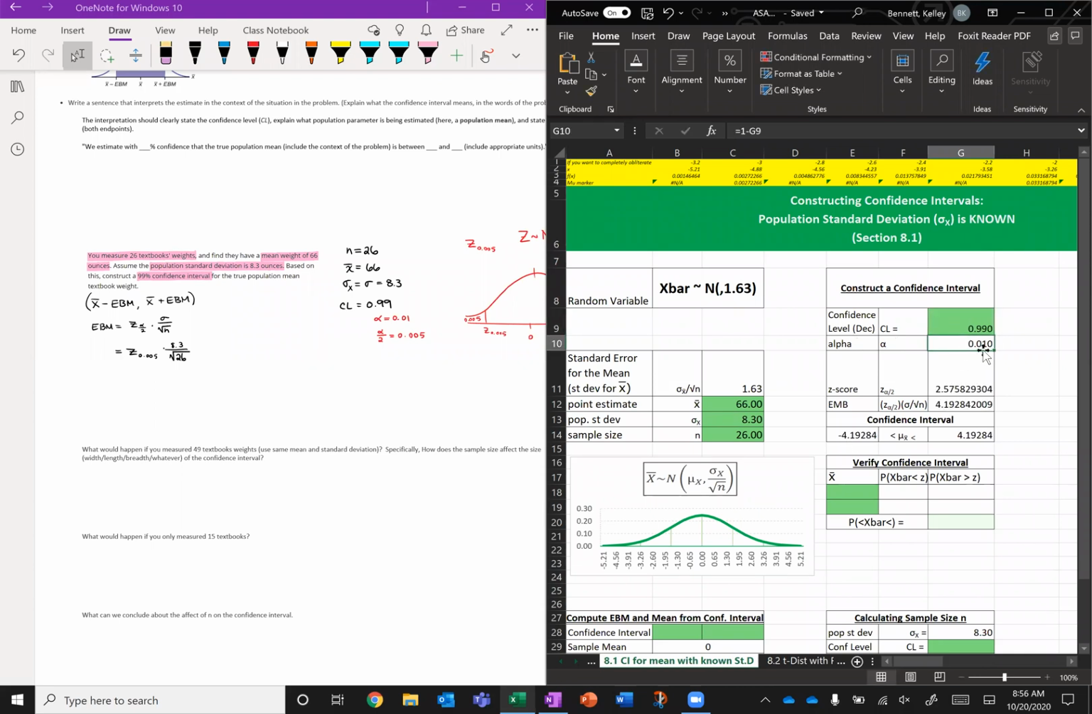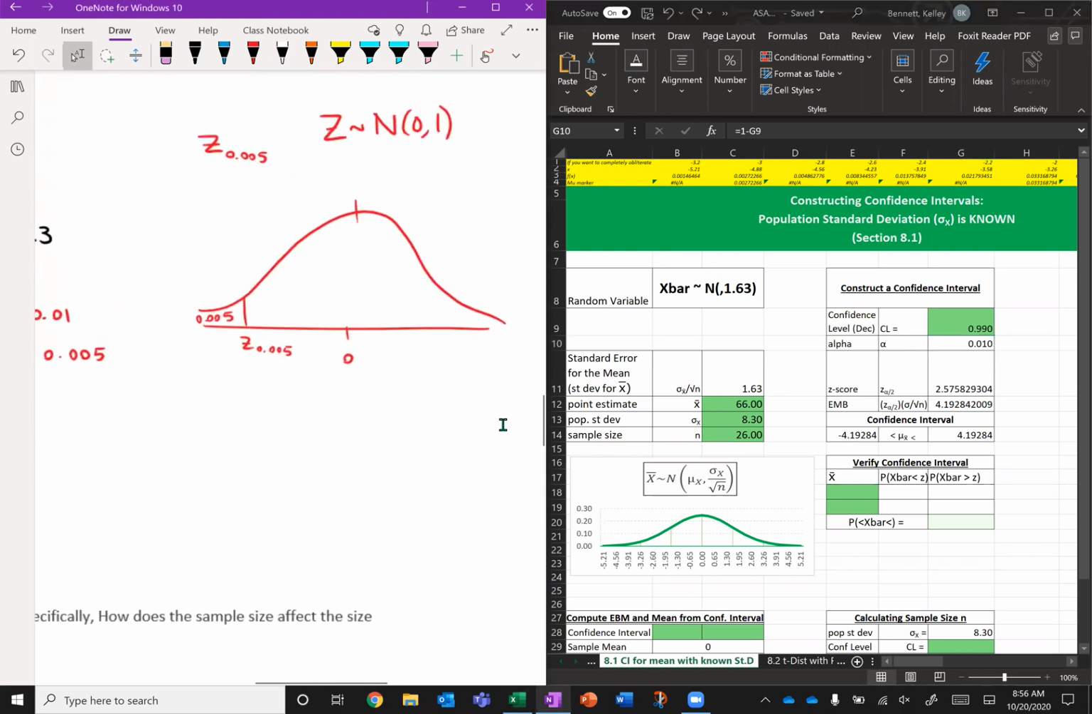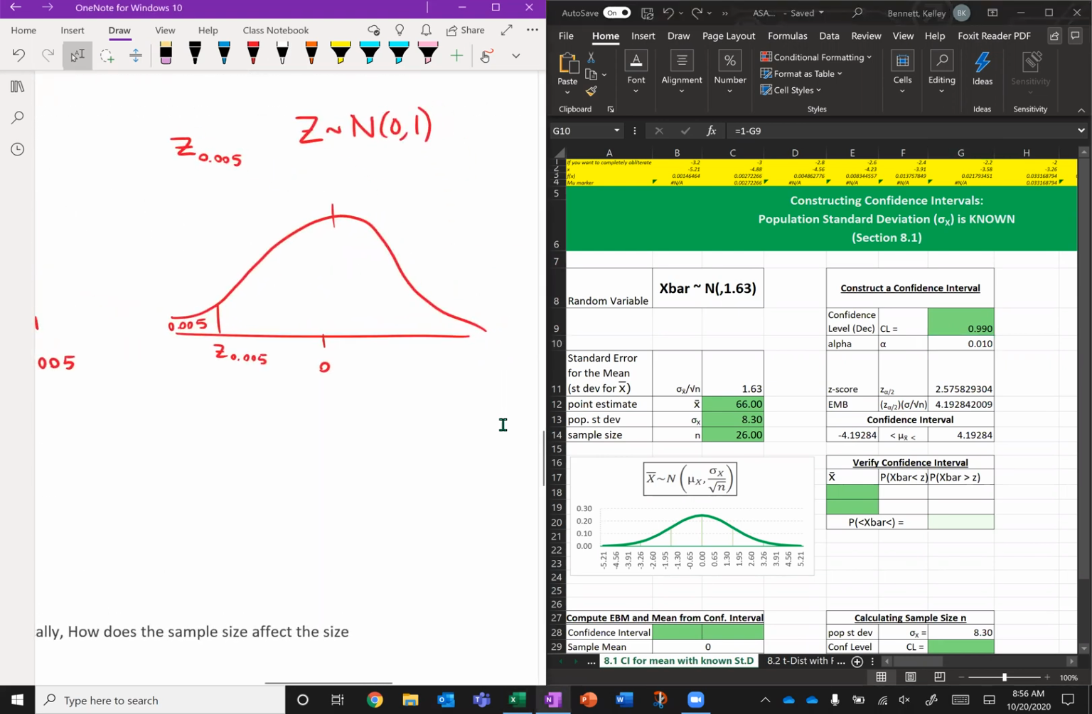And when you hit enter, the whole thing gets done. It tells you what your alpha is, right? 0.01. And then it computes your z-score from that alpha. So it's telling us that our z-score is, and I want you to think of it as a plus or minus, right? Because if we go back to this diagram here, we're going to have negative 2.56 standard deviations to get us to the left side, and positive 2.56 standard deviations to get us to the right.